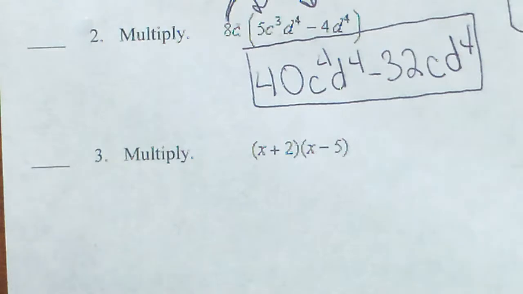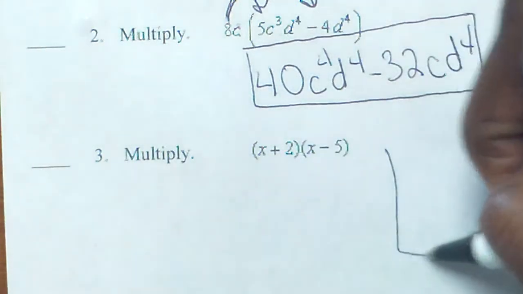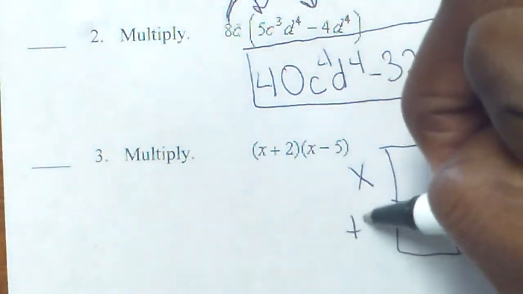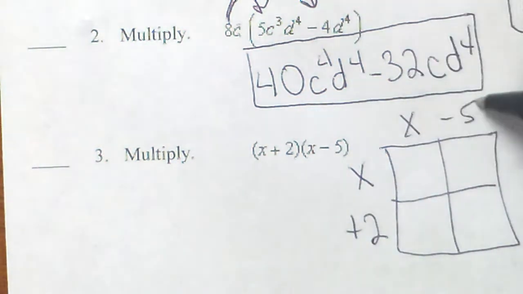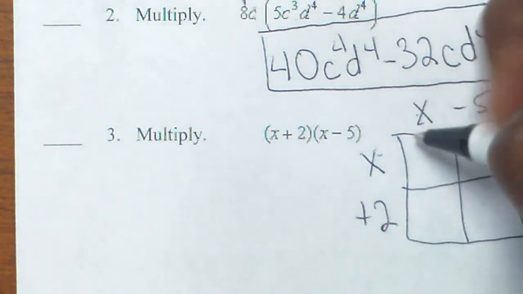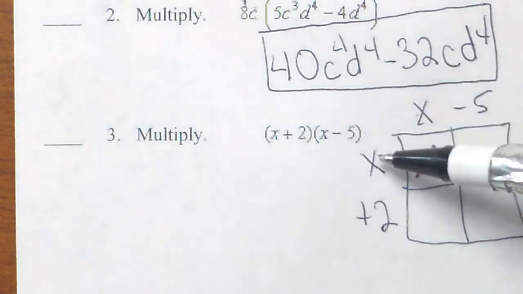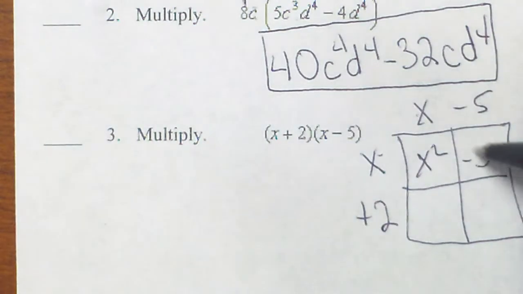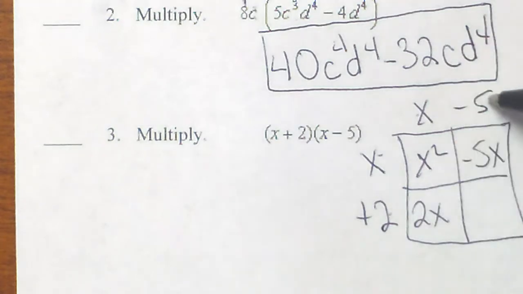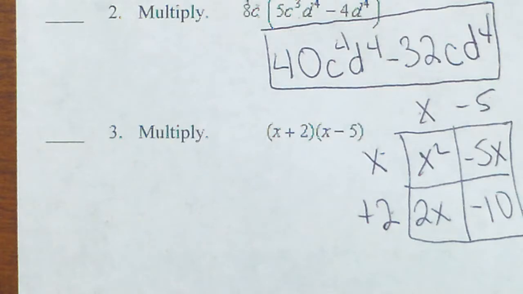Moving along, because you should have done these. Some of you might have done the window pane. I'll try the window pane on this one. x plus 2 times x minus 5. Remember, to get the answers in the window pane, you're multiplying. x times x is x squared. x times negative 5 is negative 5x. x times 2 is 2x. And then 2 times negative 5 is negative 10. So you multiply to get your answers.